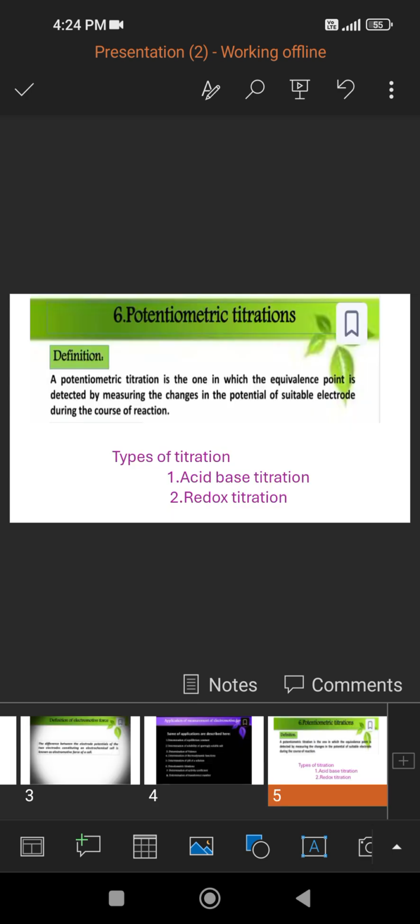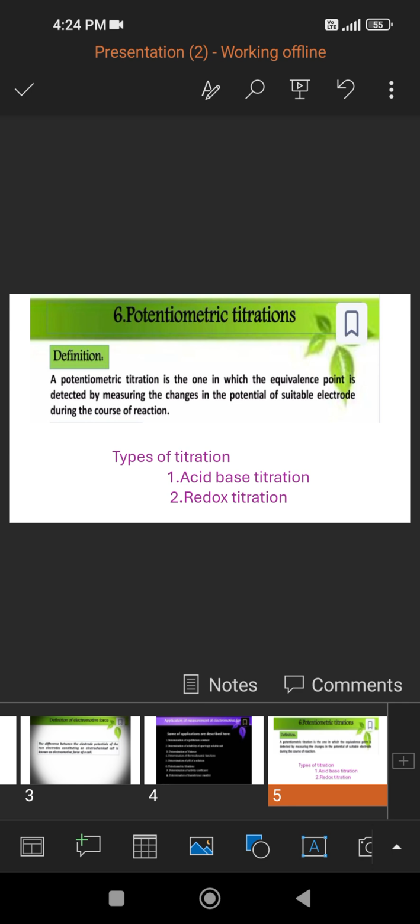Next is potentiometric titration. First one, definition. A potentiometric titration is one in which the equivalence point is detected by measuring the changes in potential of a suitable electrode during the course of reaction.